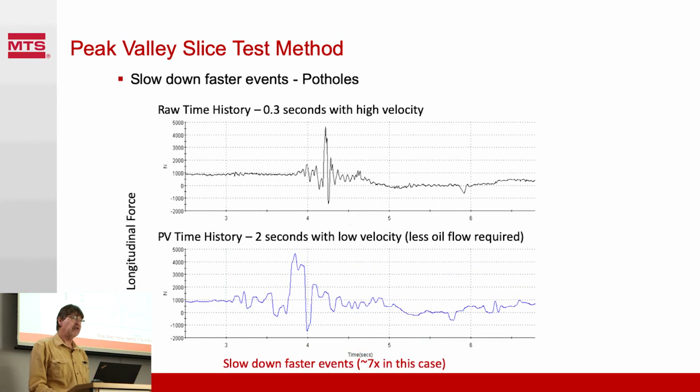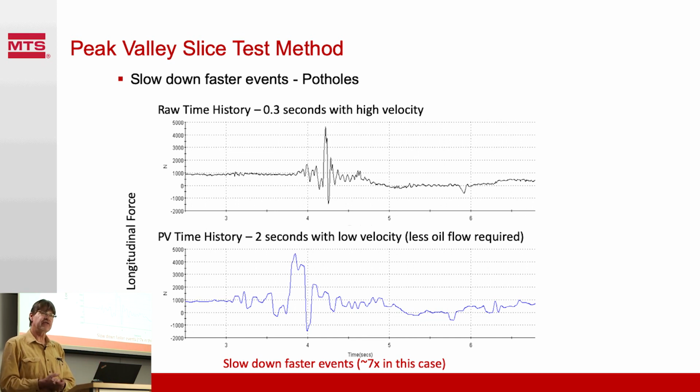Now, in the case of a pothole strike or a curb strike, where we run into an event very fast, this whole event takes place in about a quarter of a second, requires several meters a second to keep up with. That's very difficult to do. So we're going to slow this event down. Instead of a quarter of a second, we're going to play it back in 2 seconds. And now our equipment capability is greatly reduced.